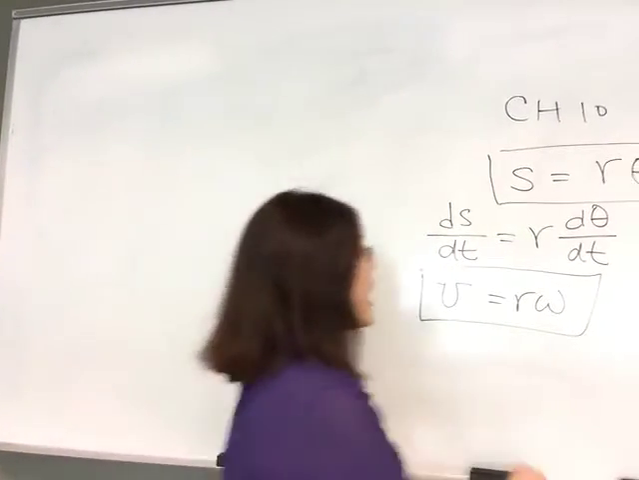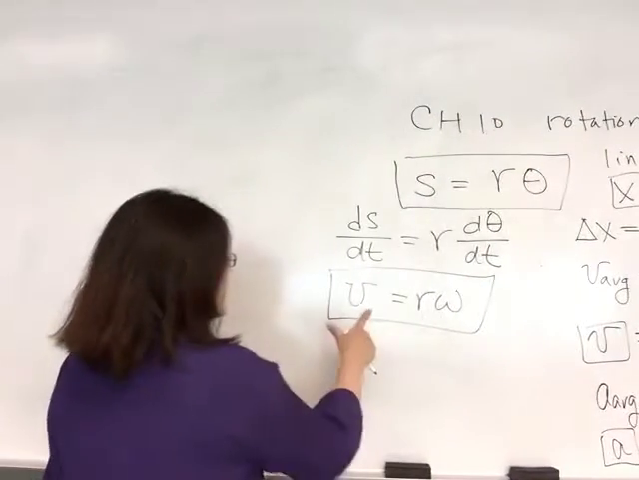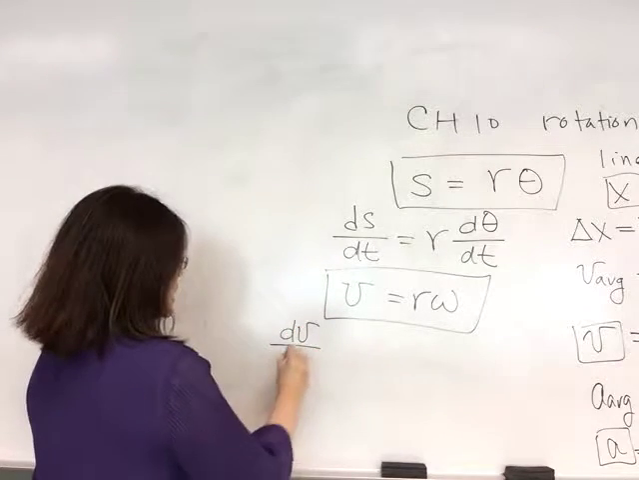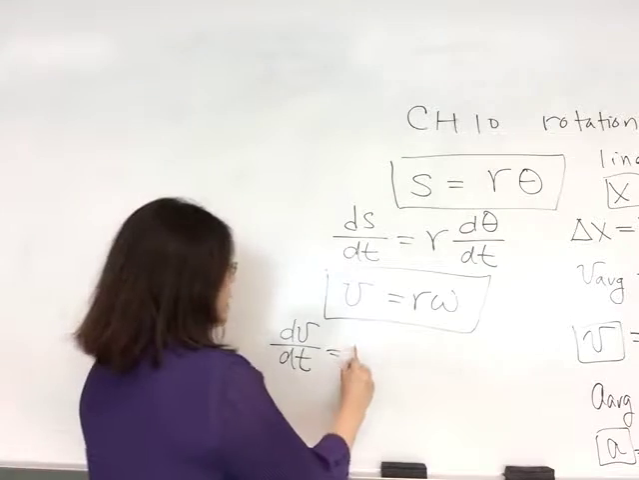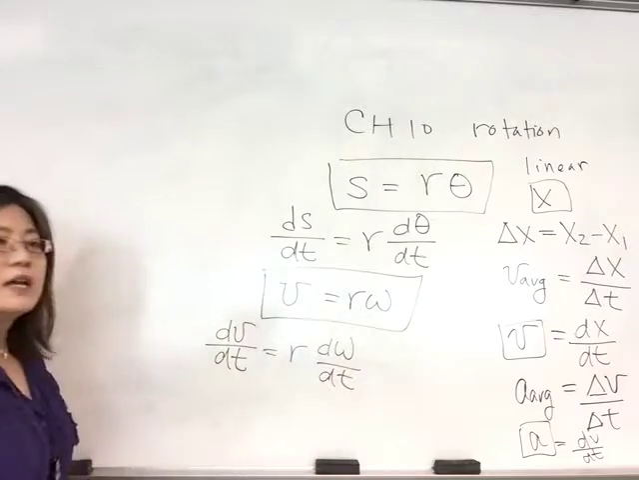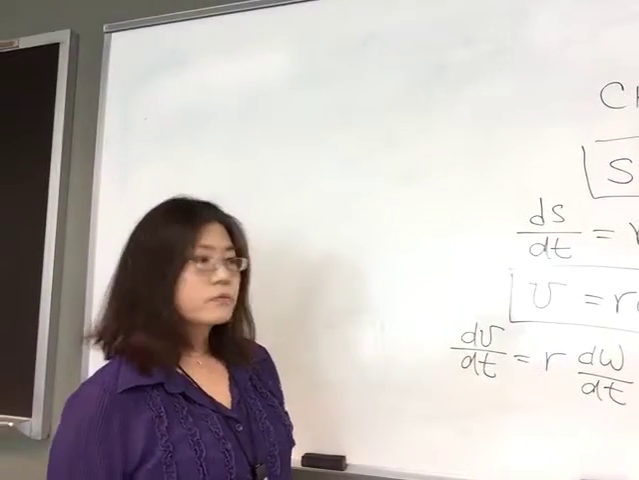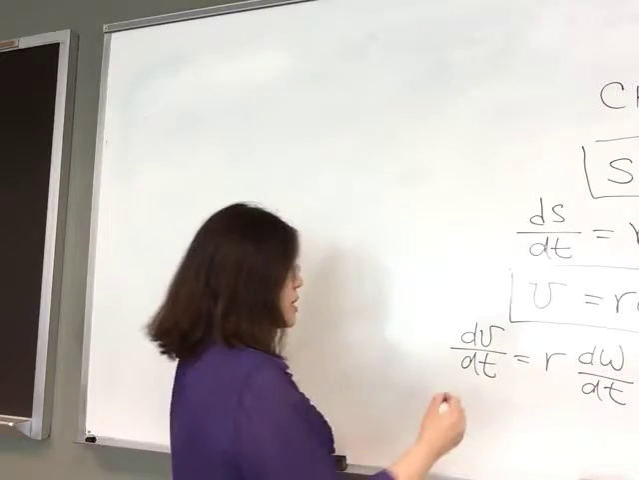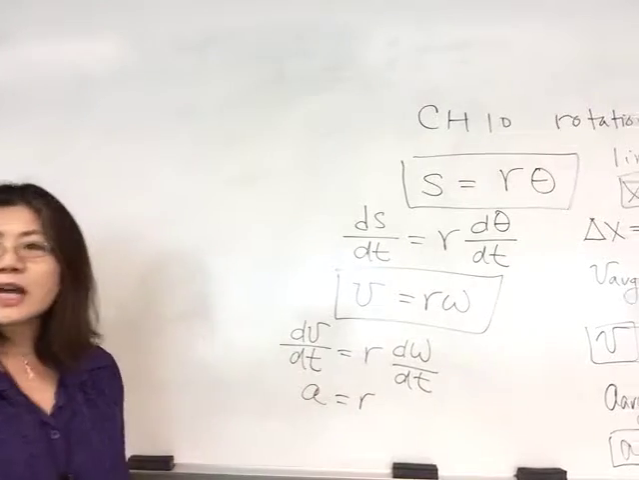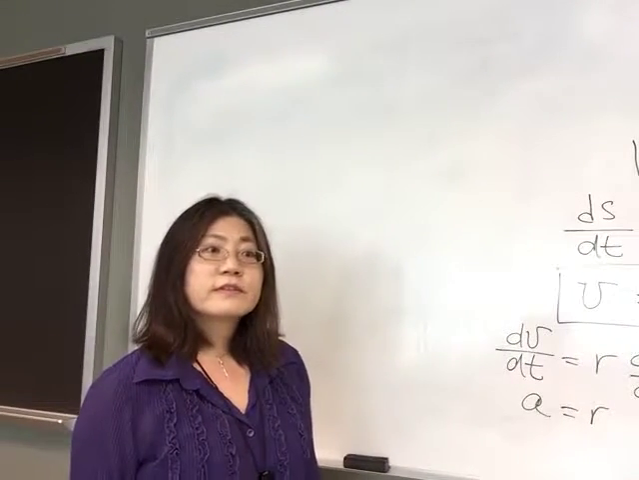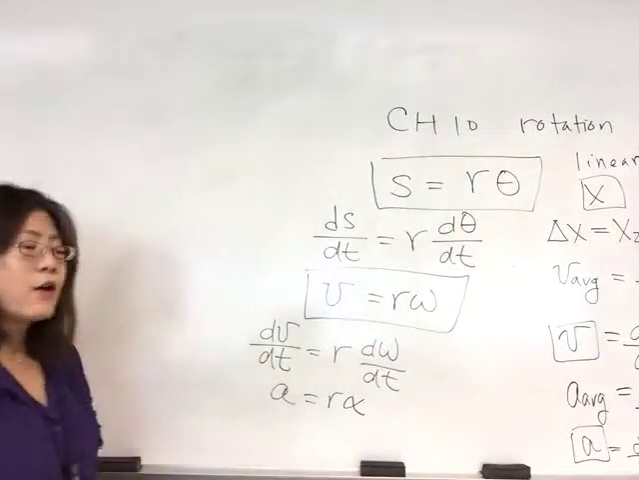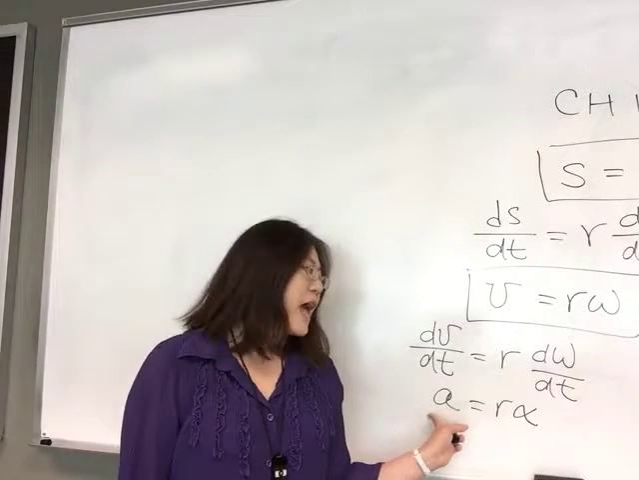Okay? So now, what if we take a further time derivative on this, what do we get? So we have dv over dt. That's equal to, we're going to keep r as a constant, and then you have your d omega dt. What is dv over dt? Acceleration. So that's your instantaneous acceleration, and that's equal to r times d omega dt. That gives you alpha, exactly, angular acceleration.